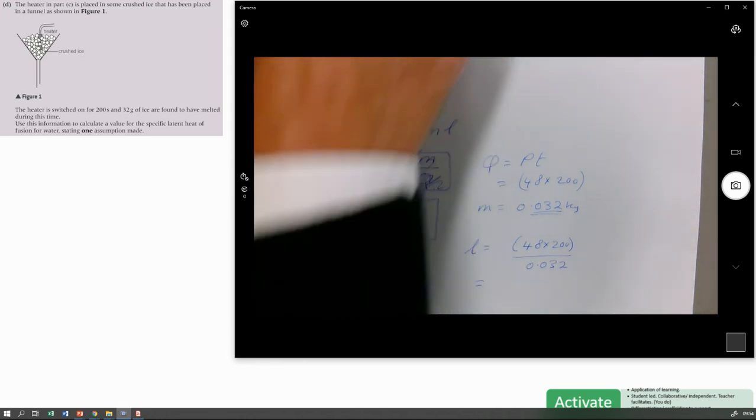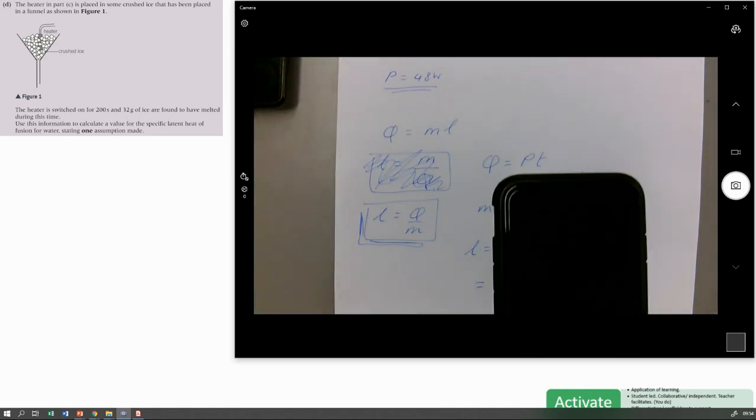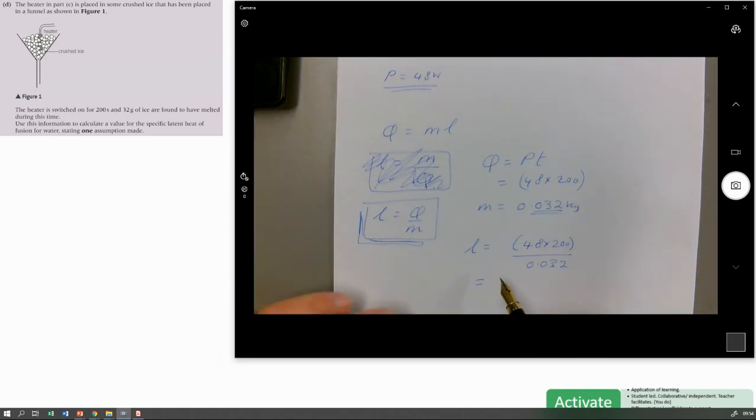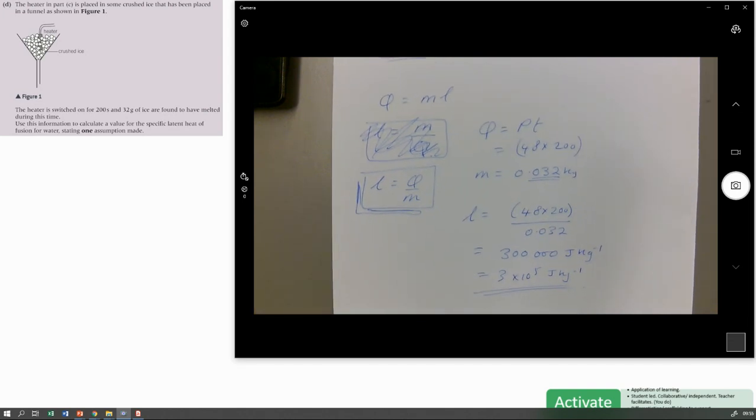Get your calculator out. Do the number crunching, and you actually get an answer of, surprise, surprise, 300,000 joules per kilogram, or 3 times 10 to the 5 joules per kilogram. And that's the expected value for ice melting. So that's possibly the simplest part of that question.